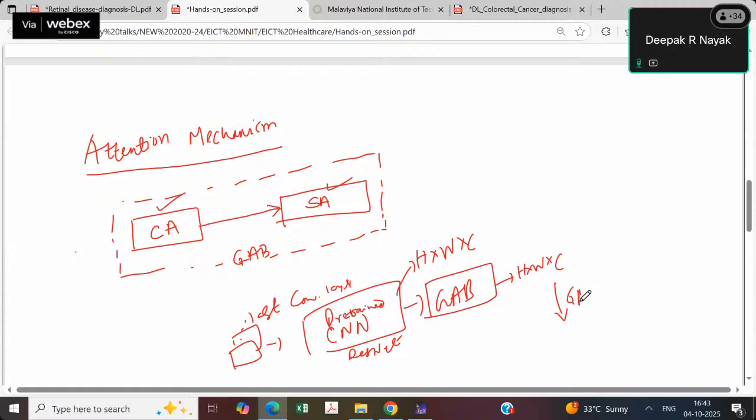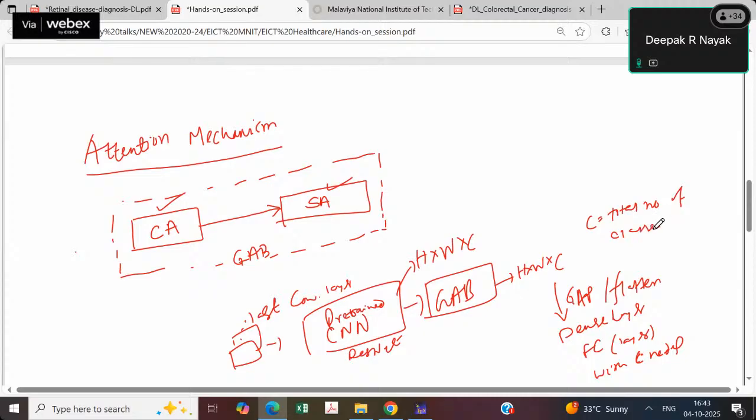This can be passed to the global average pooling block, or you can also flatten the features, and then pass it to the dense layer, or fully connected layer, with C nodes, where C is equal to the total number of classes.